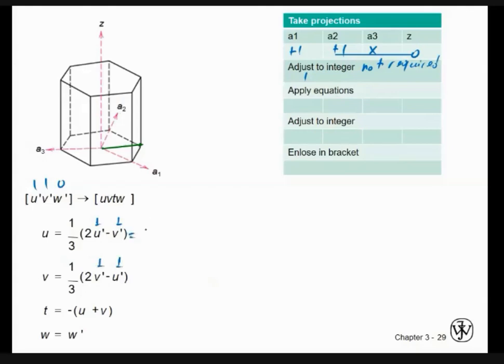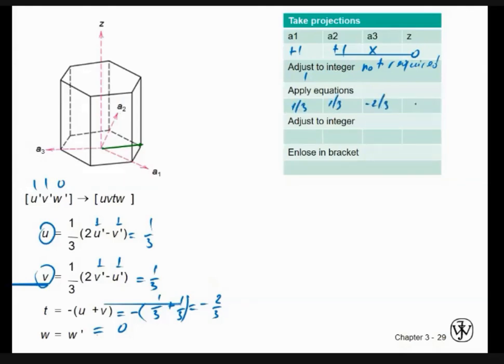So what will be our values? It will be 1 over 3. This one will also be 1 over 3. Now if you come here, it is negative U plus V. So this is U, not U dash. This is V, not V dash. So negative, 1 over 3 plus 1 over 3 equals negative 2 over 3. And Z, this W does not change. It will be 0. So what are my values? 1 over 3, 1 over 3, negative 2 over 3, and 0.